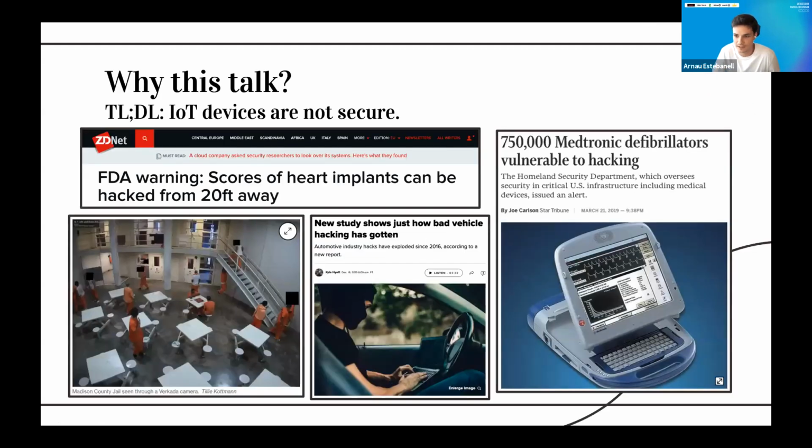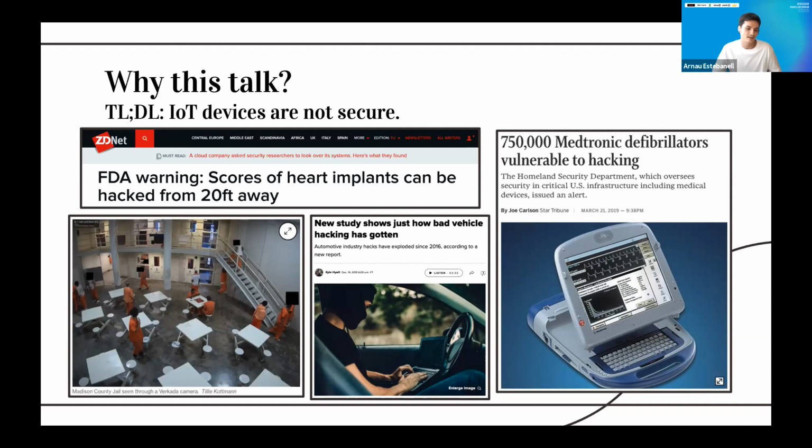Why this talk? My current employer is a company from the beverage industry, and it has factories across Europe. One of the things that we were worried about were all these small IoT devices that were being introduced into the factories, for which security documentation was rare and which we didn't know how to test.